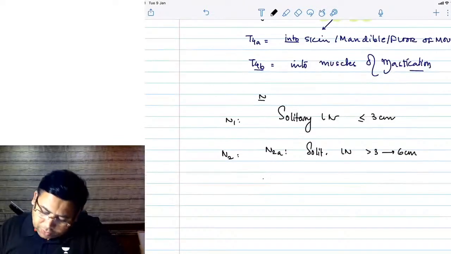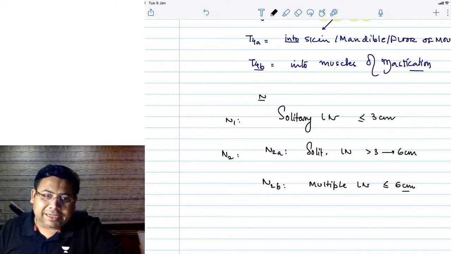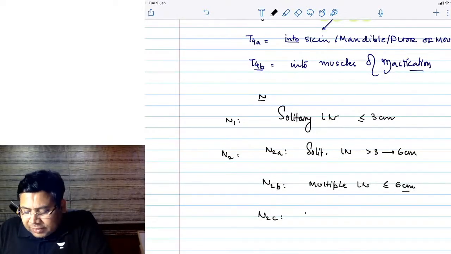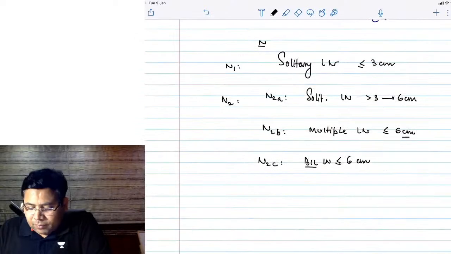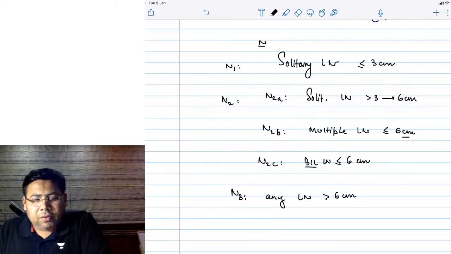N2B, multiple lymph nodes but none of them should be more than 6 centimeters. N2C is defined as bilateral lymph nodes less than or equal to 6 centimeters. What is N3 then? Any lymph node more than 6 centimeters.